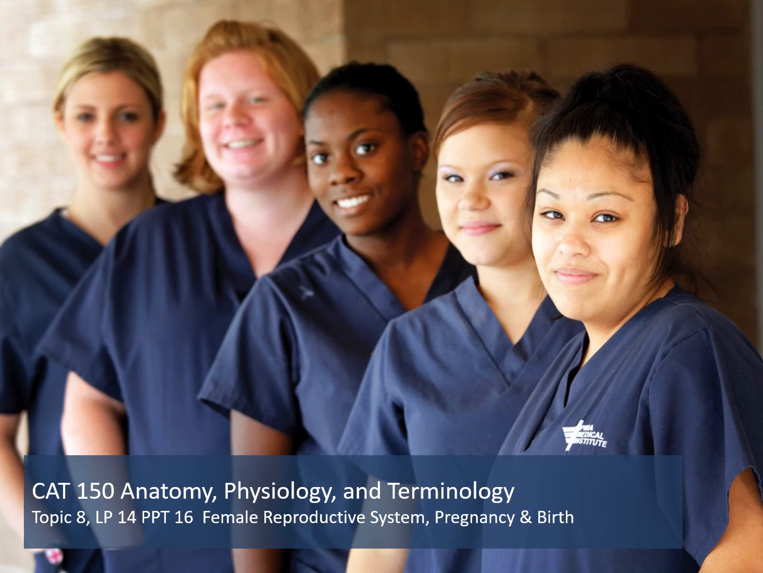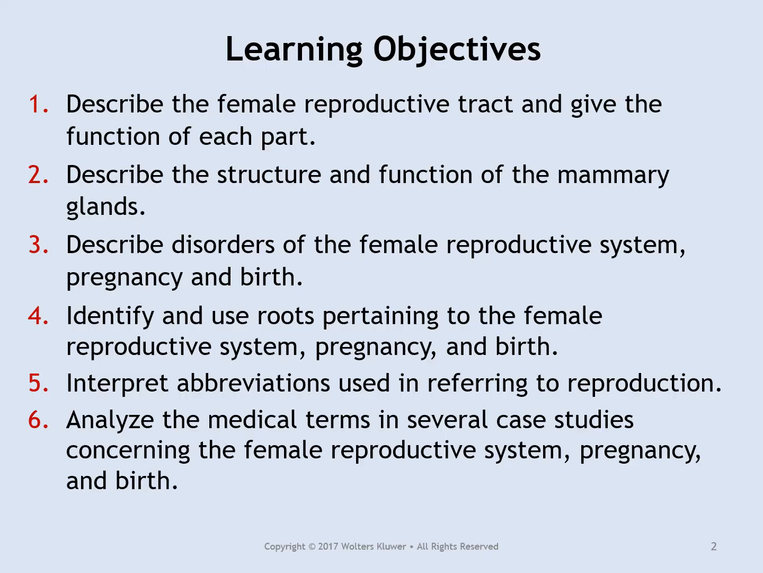Hi class, today we're going to be taking a look at the female reproductive system. The objectives are going to be looking at the anatomy of the female reproductive tract, structure and function of the various glands, disorders associated with the reproductive system, roots, prefixes, suffixes, abbreviations as well, and medical terms in some case studies we'll be looking at.